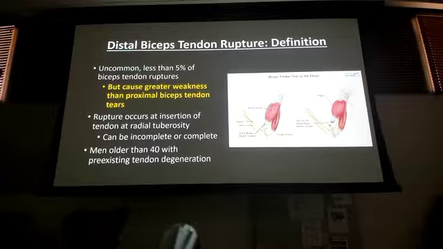So men older than 40 years old with pre-existing tendon degeneration, so they may have a preceding history of distal biceps tendonitis, right? Not proximal biceps tendonitis, but distal. And then they go on to pop, okay? Because we understand this is a rupture. It's a complete disruption, correct? But it does say you can have partials, and we'll talk about that. Partials is more like a mixed clinical picture when you're doing your physical exam, okay?